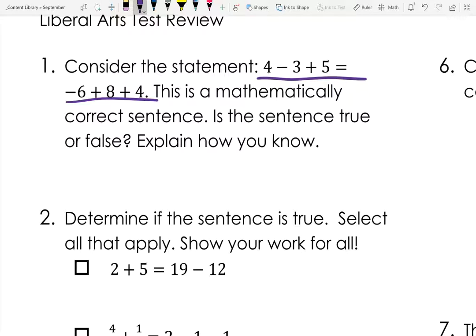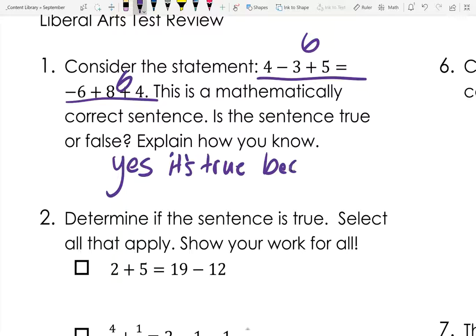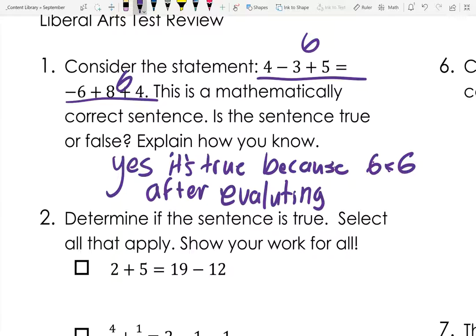So for example, 4 minus 3 plus 5: 4 minus 3 is 1, and 1 plus 5 is 6. So that side is 6. And it says it's equal to negative 6 plus 8 plus 4. Negative 6 plus 8 is positive 2. Positive 2 plus 4 is 6. So that is also 6. So we have 6 equal to 6. Therefore, yes, it is true, because 6 equals 6 after evaluating.